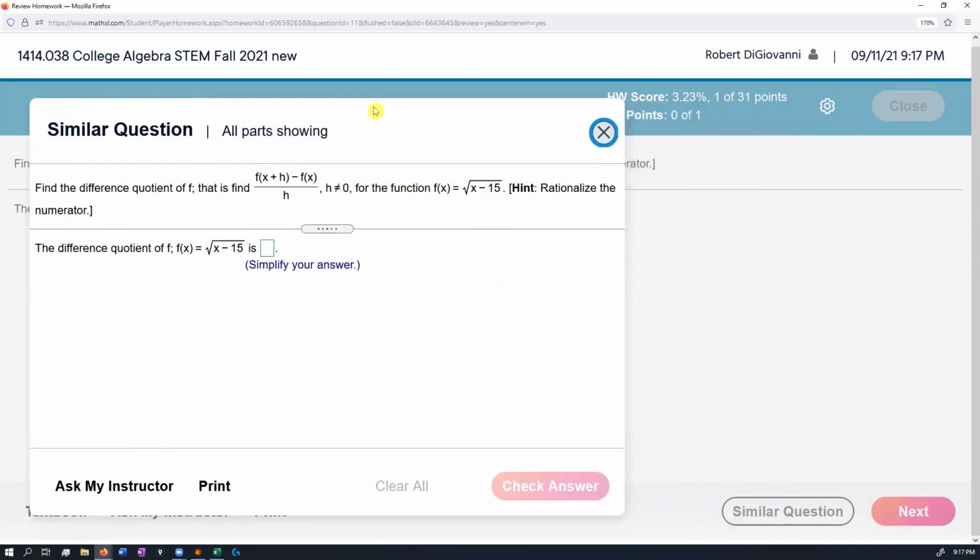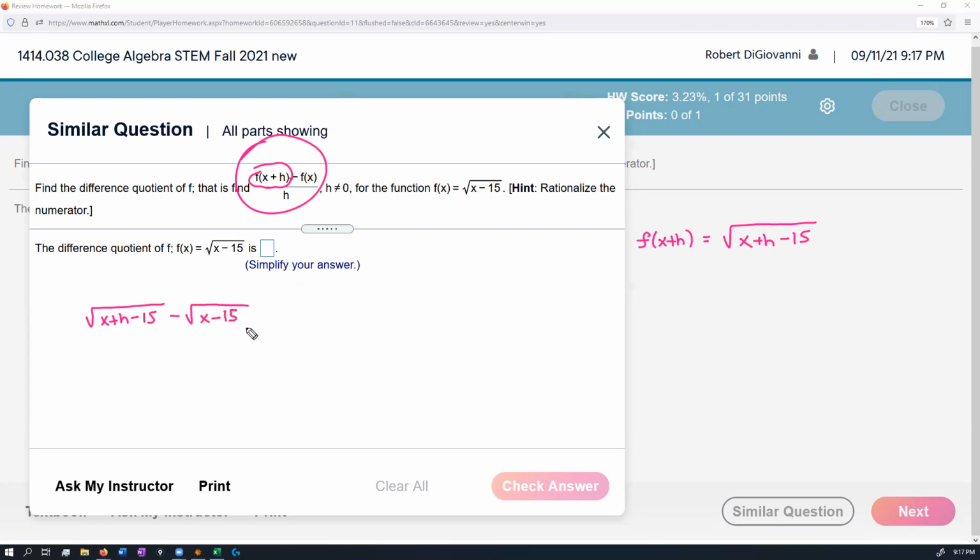All right, so they give you a hint here, and I'm glad they give you this hint. First thing we got to do is what we've been doing. Let's figure out what f of x plus h is. Okay, so we just plug x plus h into the function for x. So it's the square root of x plus h, then minus 15. Well, that doesn't look so bad until we try and rewrite this whole thing. So it'll be the f of x plus h, which we just found, minus f of x, which is just square root of x minus 15. Then all of that over the h, okay, from the formula.